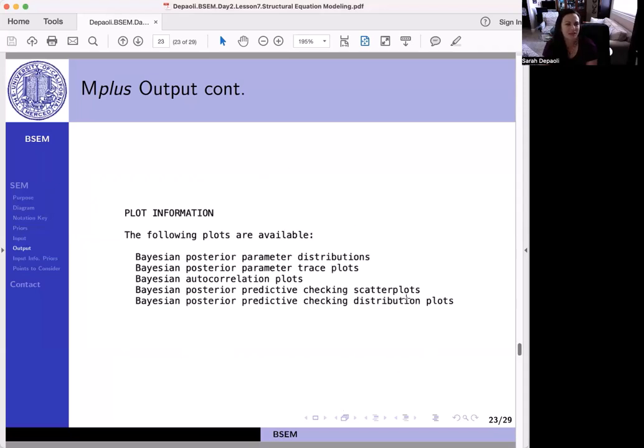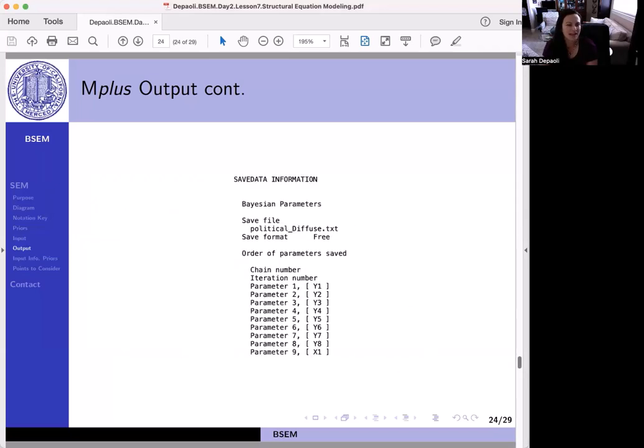Then Mplus will tell you what plots are available, and that the MCMC information was saved in an extra file if you wanted to read it into R. So these sections of output are all the same across the different model types that we've covered up until this point and will continue to cover. But I think it's helpful to see how Mplus displays the results in a really comparable manner, even when we're dealing with different types of models.